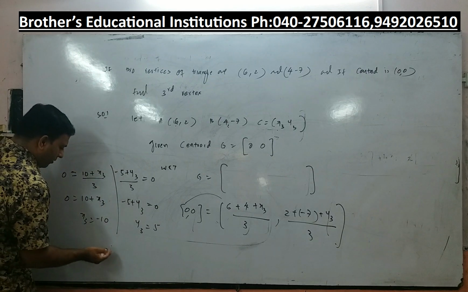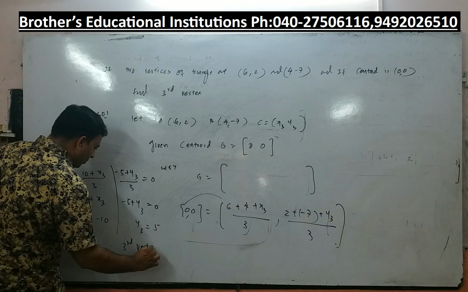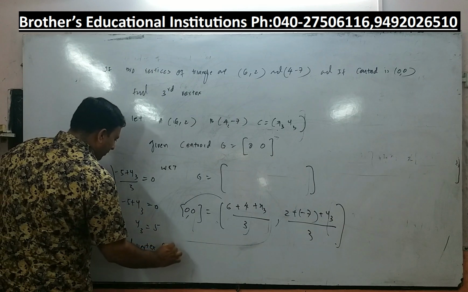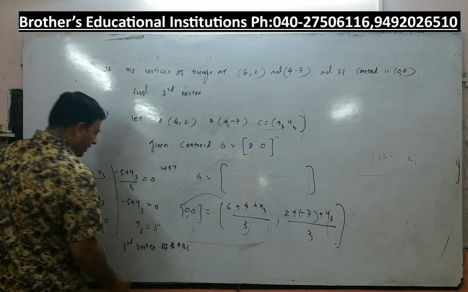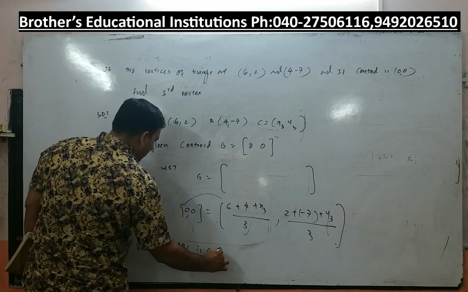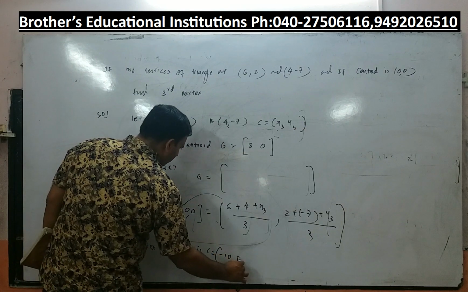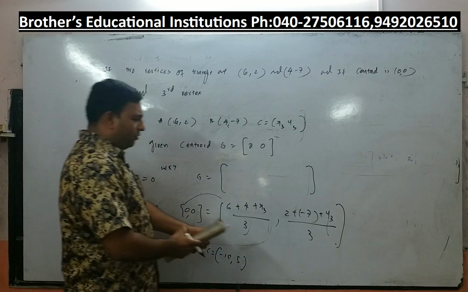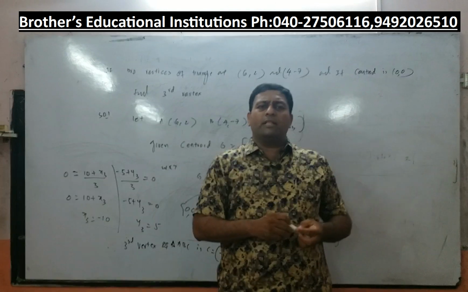So therefore the third vertex of triangle ABC is C is equal to, what is (x3, y3)? (-10, 5). So if you know the formula in mathematics, you can really play with mathematics.